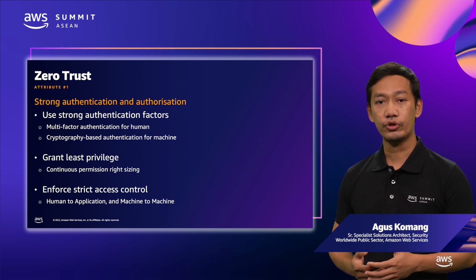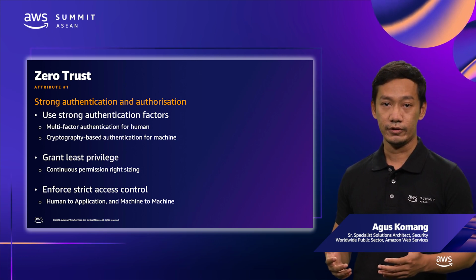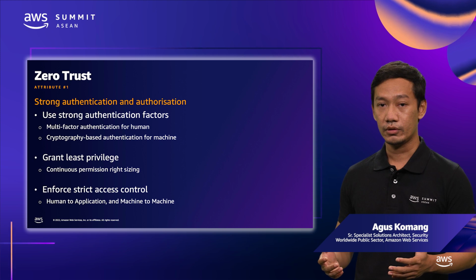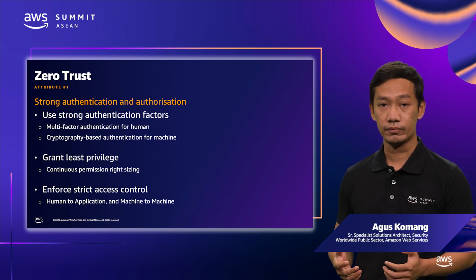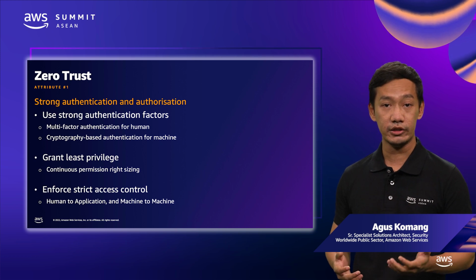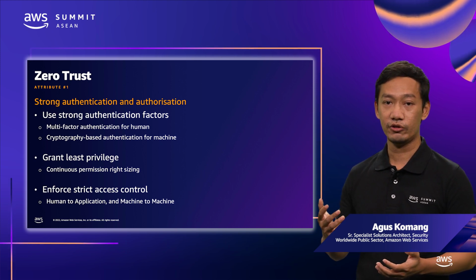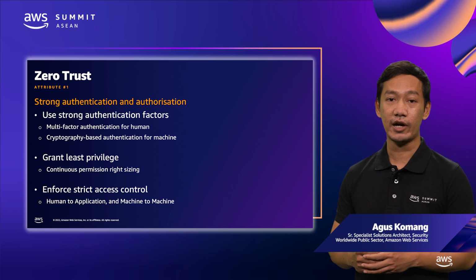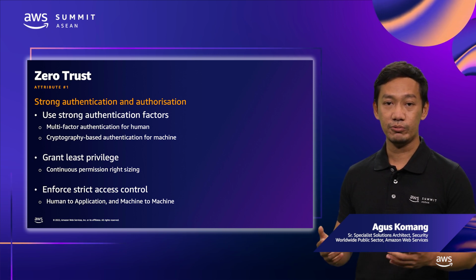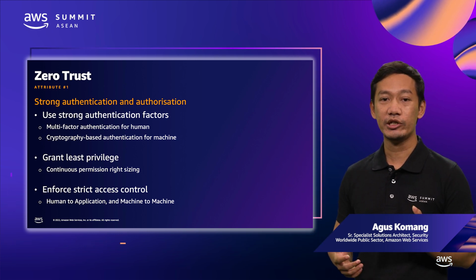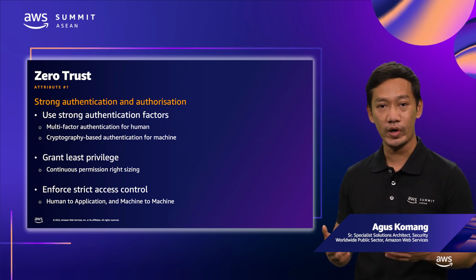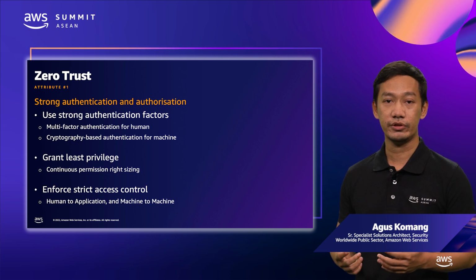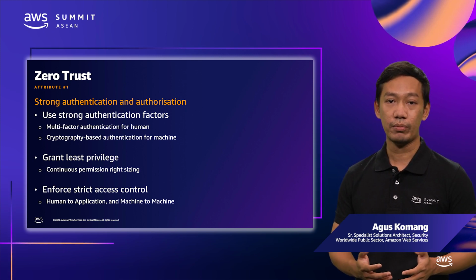The first attribute focuses on ensuring that resources and data are accessed securely, regardless of whether the requester is human or machine, or the requester's network or physical location. A strong authentication should be enforced. A strong authentication for human requires at least multiple authentication factors. A strong authentication for machine requires a cryptographic-based authentication mechanism. Authorization should be granted with least privilege. Achieving least privilege, however, could be a journey. So ensure that you build the mechanism to continuously perform permission right sizing. It's important as well to ensure that these strict access controls are applied consistently not only on human to application, but also machine to machine.